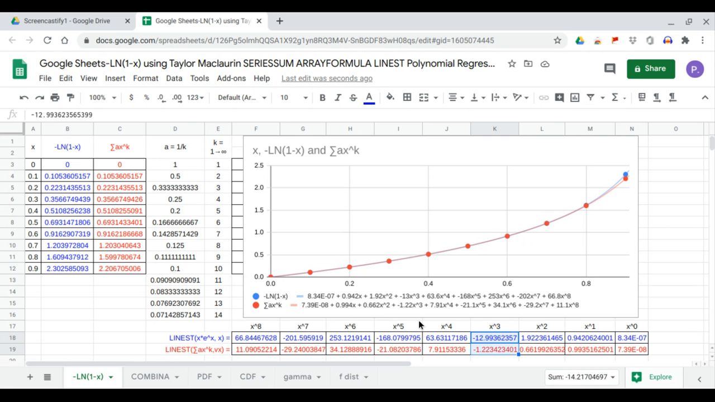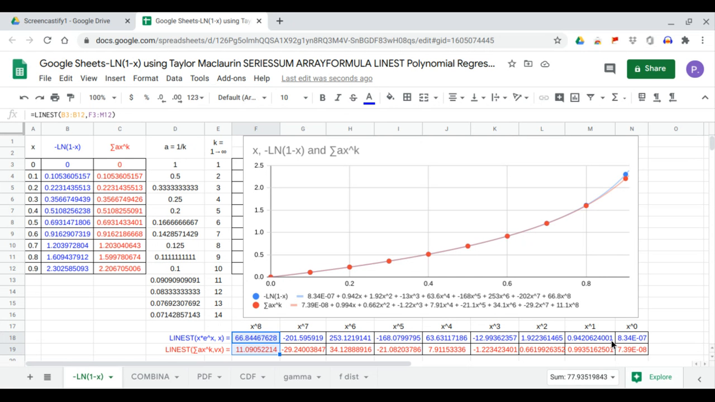Coefficient of x cubed is 13 and 1.22. Coefficient of x to the fourth is 63 and 7.19. Coefficient of x to the fifth is 168 and negative 21, negative 168. Coefficient of x to the sixth is 253, and here is 34.1. Coefficient of x to the seventh is negative 202 and negative 29.2. Coefficient of x to the 8 is 68, and the other one is 11.